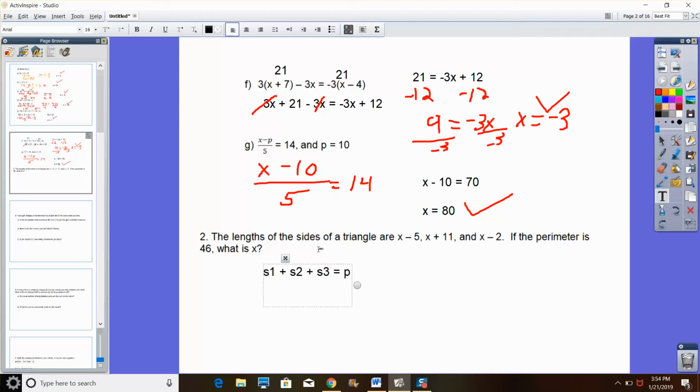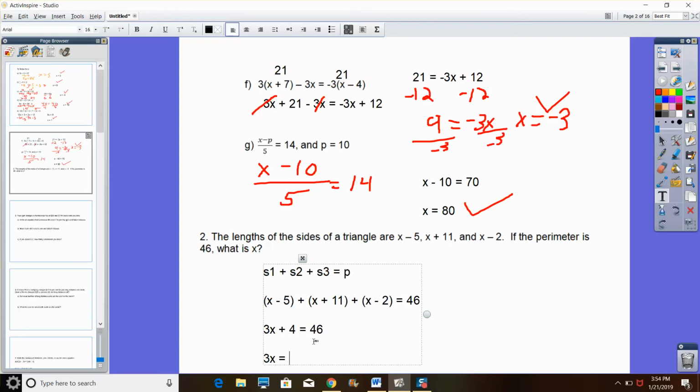And what this means is since all of the side lengths are variable expressions, x minus 5, x plus 11, x minus 2, we're going to just plug those in. So I'm going to use parentheses just to separate those. And then we'll go ahead and combine the like terms. And then, of course, we are also given the perimeter, and that's 46. So I've got 3 x's, and I've got negative 5, plus 11, which is 6, minus 2, which is positive 4. So 3x plus 4 equals 46.